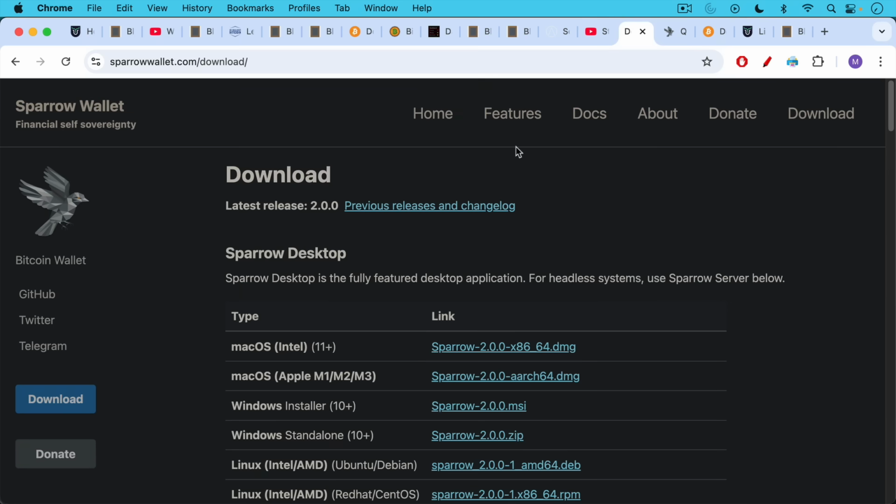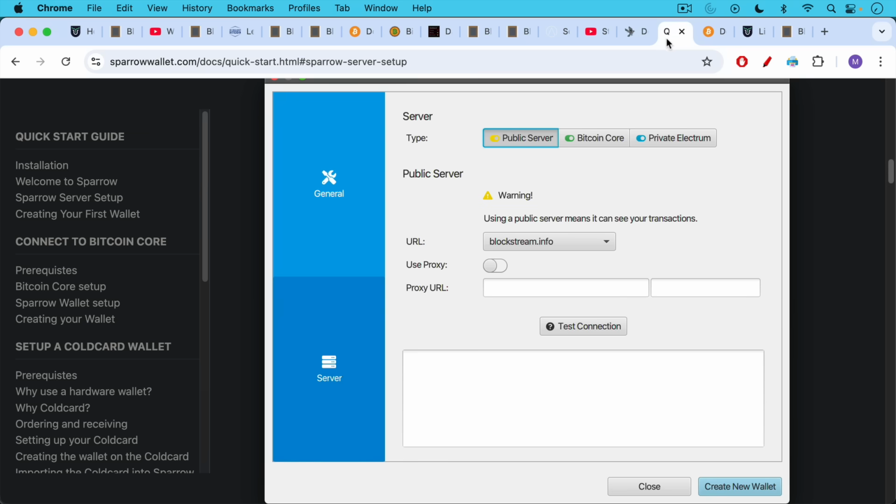If you want to download Sparrow, you can do that from here. Make sure you're at sparrowwallet.com. Sparrowwallet.org, I believe, is still up, and that's a scammy website that will give you malware and not good Sparrow software. So you can download here based on your operating system. And this project has very, very good documentation. I'll put a link to this in the notes below.